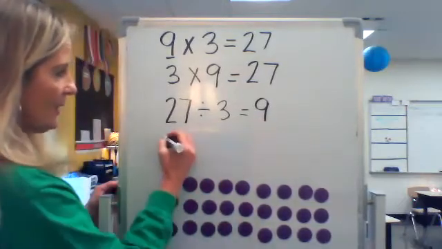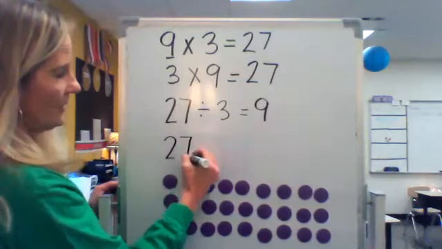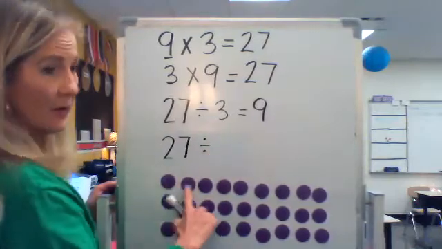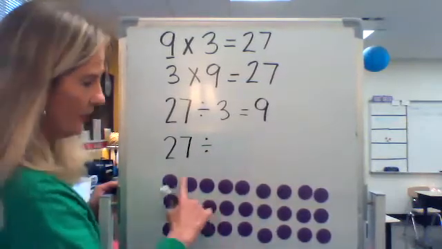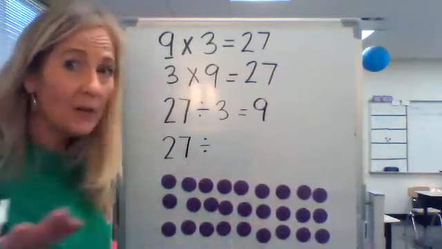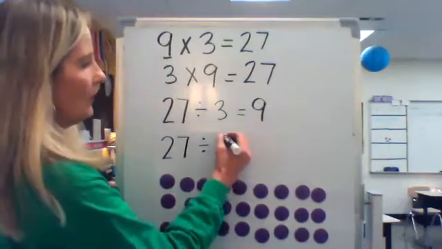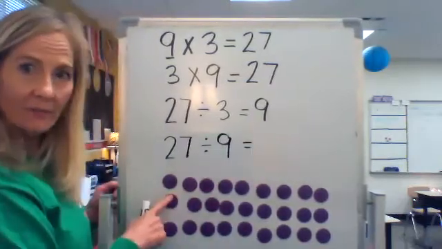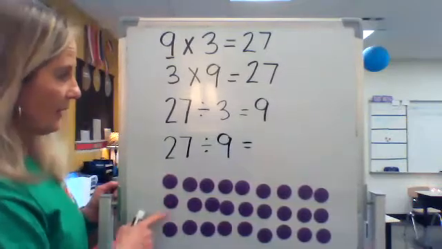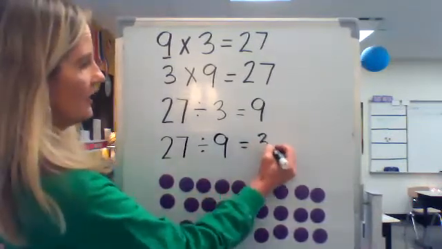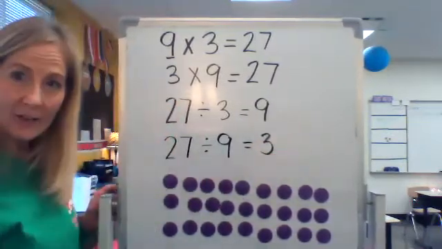And of course, we could do the same thing. 27, this time, I know there's 9 in each group. Let's say I know there's 9 in each group, but I don't know how many groups there are. 9 groups of what would get me 27? And I know that 3 groups of 9 will get me 27. So there is our fact family.